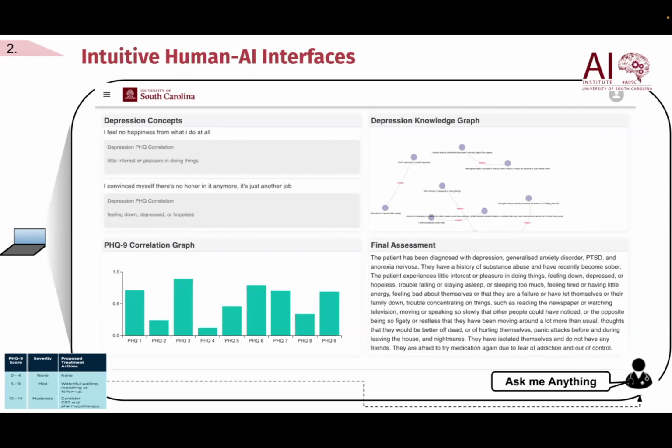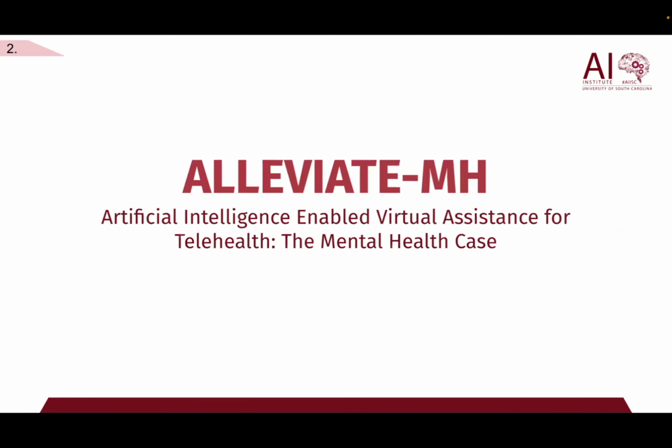Based on that, this is the latest version of the UI that they're still not completely satisfied with, but the process is still ongoing. So this is the fully built system. It's called Alleviate MH. Alleviate stands for that abbreviation that we see on the screen.